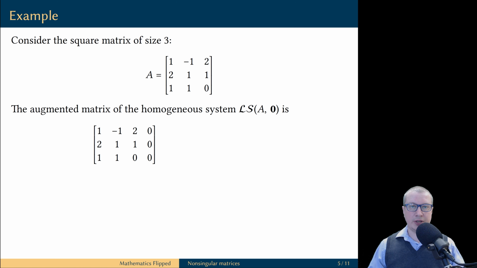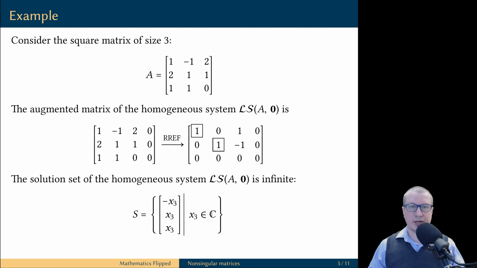Let's consider a square matrix of size 3. We need to decide if this matrix is singular or non-singular. For this, we are going to construct a homogeneous linear system with this matrix as the coefficient matrix. Now, we need to solve this system. So, we construct the augmented matrix of this system, and we find the reduced row echelon form of this matrix. It is now easy to read the solution set from the reduced row echelon form matrix. For example, we see that x3 is a free variable and there are infinitely many solutions. According to our definition, this means the matrix is singular.